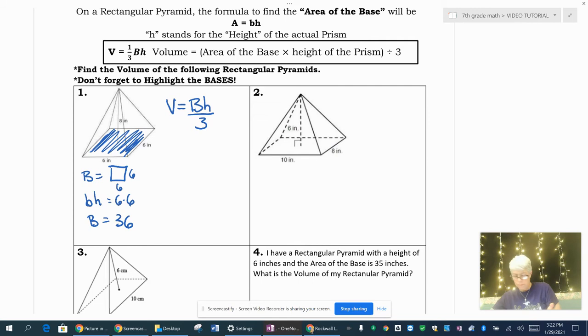So let's look at the shapes that they gave us. The first one, you can kind of see a line going down the middle.